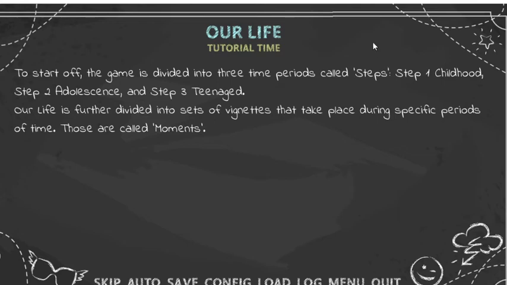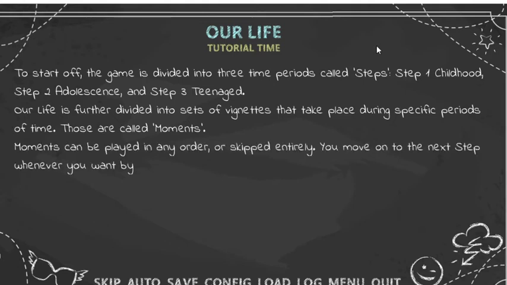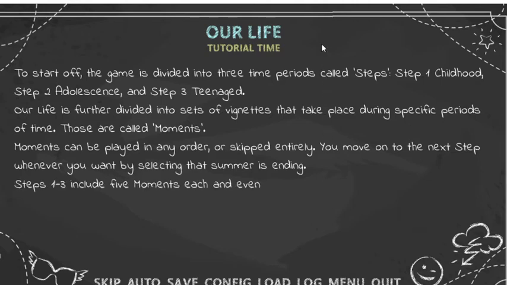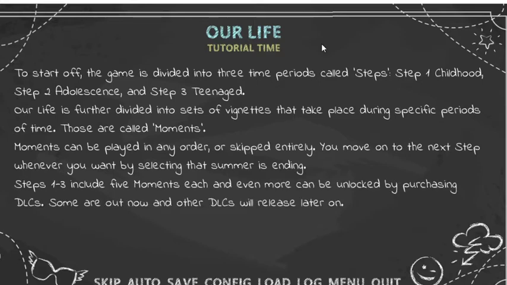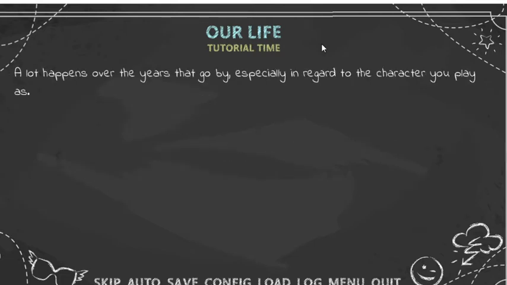Our life is further divided into vignettes, or whatever that word is, which takes place during specific periods of time called moments. Moments can be played in any order or skipped entirely, so they're like bonus episodes. You can move on to the next step whenever you want by selecting that summary is ending. Step 1 to 3 has 5 moments in each, and there can be more by purchasing DLCs, which are out now, and some might be released later.